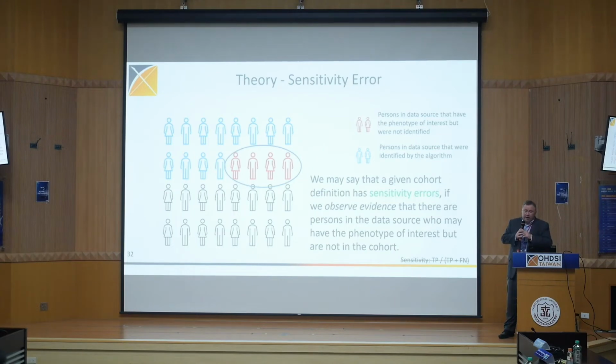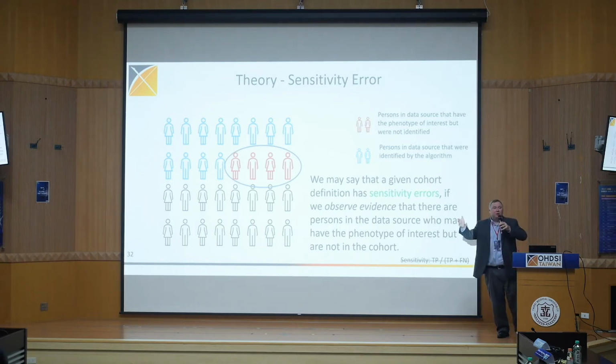So just to reiterate, we're going to talk about sensitivity error. So this is the idea that we might be able to observe evidence in our data that there are people who do have the event, but we didn't identify. That is to say, we have not defined a definition that finds all of the people that truly have the disease. And that's one error for which we're going to look for something in the data that tells us about that problem.